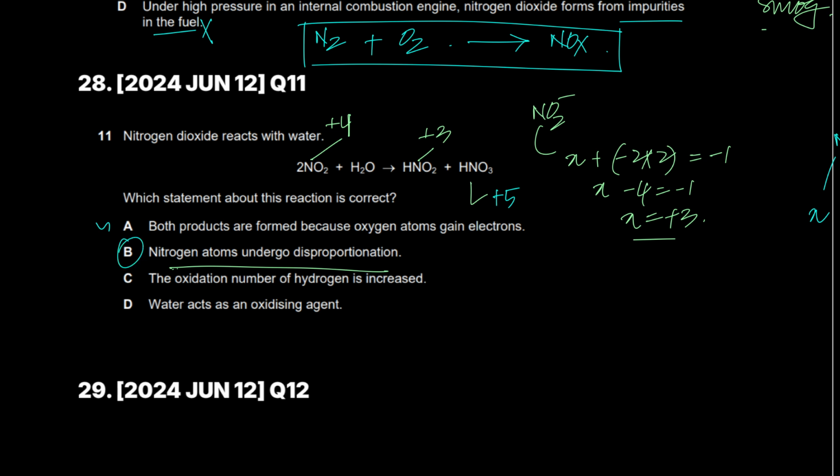And the oxidation number of hydrogen is increased. No, it's +1 on the left, it's +1 on the right. In both cases, you guys can calculate it. It hasn't increased. It's effectively a spectator. Water acts as an oxidizing agent. No. Water acts as both an oxidizing agent and as a reducing agent, because in one go it's reducing it, and in the other go it's oxidizing it. So it acts as both oxidizing agent and reducing agent. If this "and" was written, then I would have selected D as well. B and D both would be correct then.